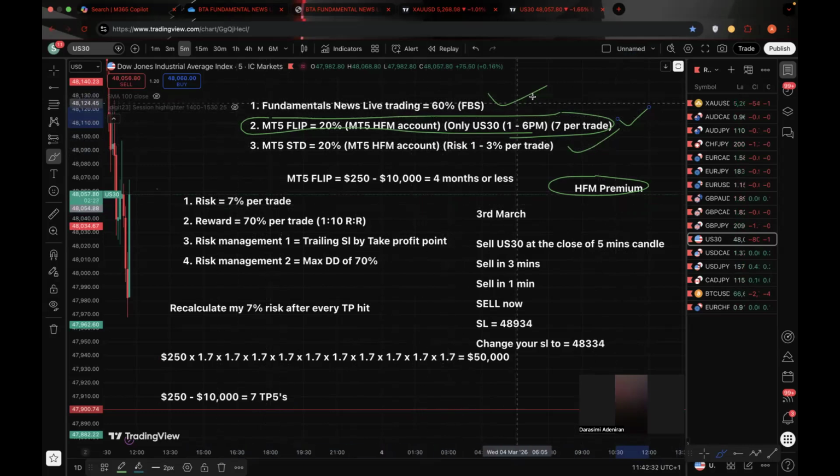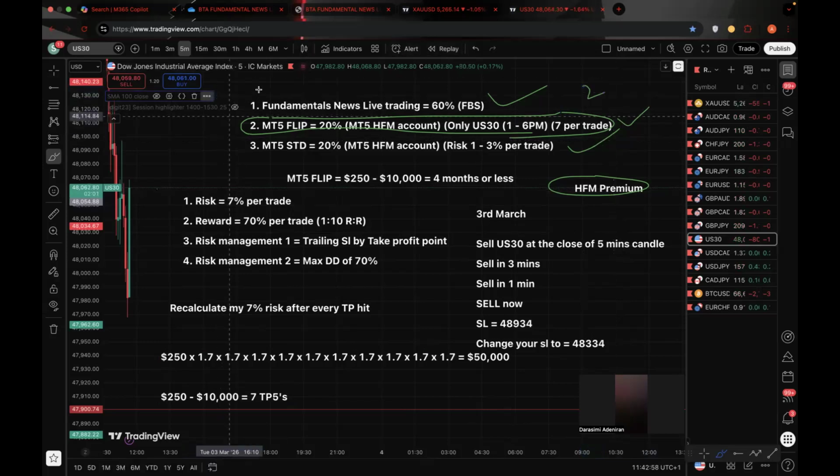Get one FBS account, a separate account for MT5 flip, and a separate account for MT5 normal. By the end of this month, by the grace of God, I see us having up to 200% on this. I see us having up to 200% on this. I see us having up to 50 or 60% on this. So this is just a way of diversifying your funds. Okay, and that is basically it.